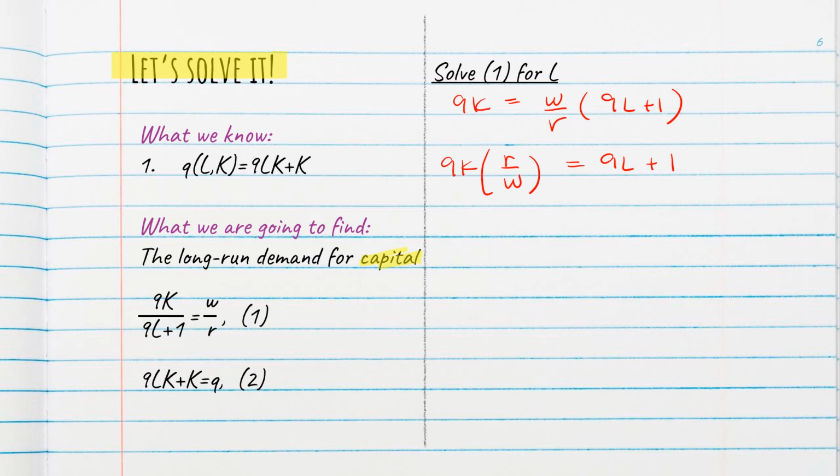Now I'm going to subtract 1 from both sides, so I have 9K times R over W minus 1 is equal to 9L. And to finally isolate L, we have to divide the whole thing by 9. So I end up with L is equal to 9K R over W divided by 9. So the 9 disappears, so I have K times R over W, and then minus 1 over 9. So that was not fun. We're going to call that equation 3.